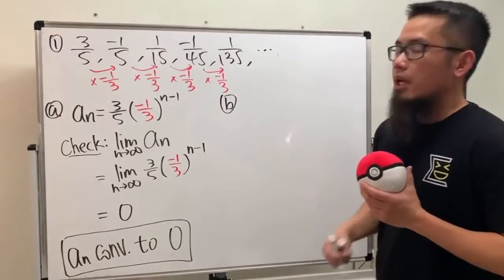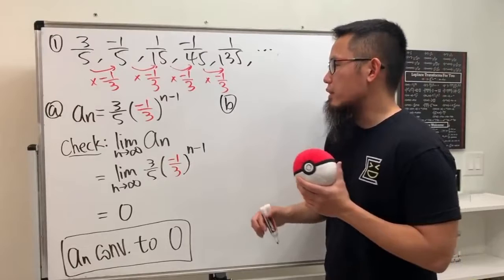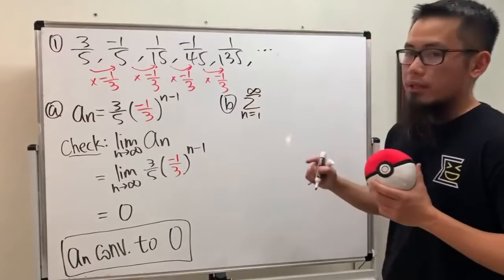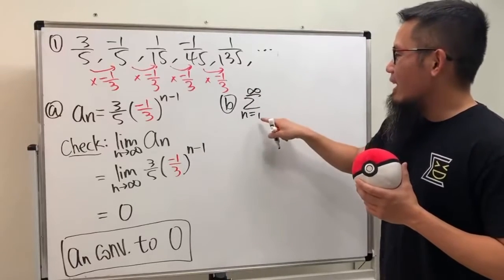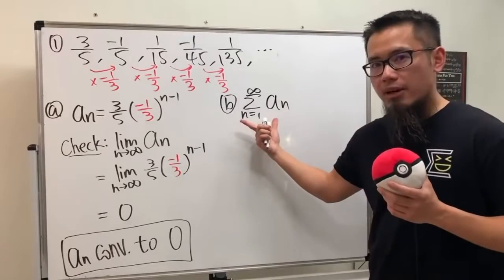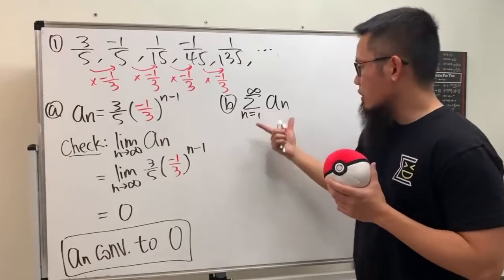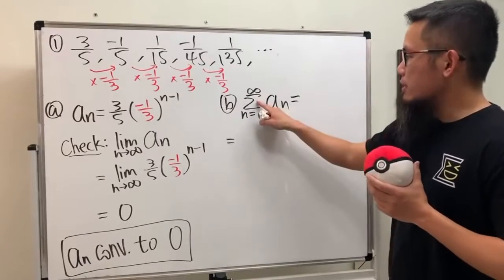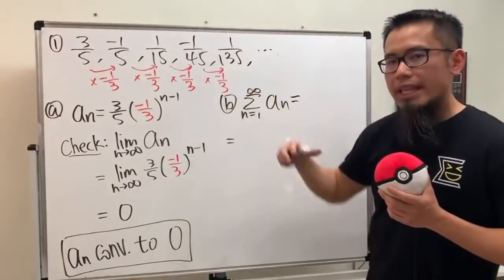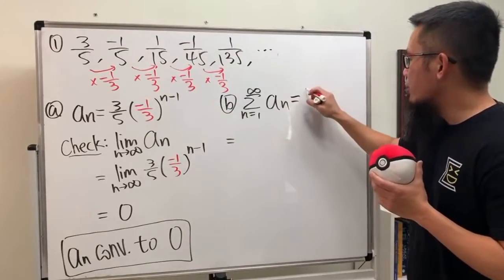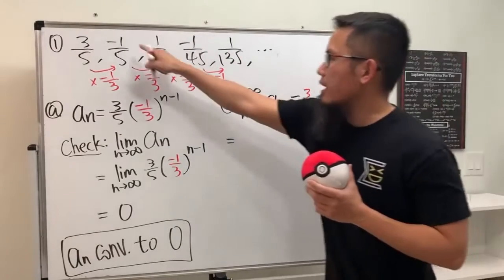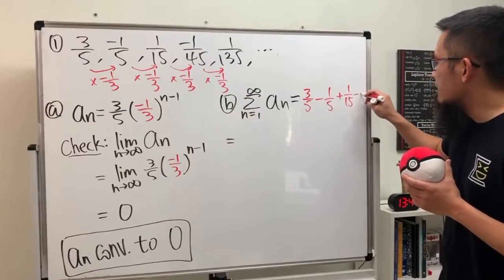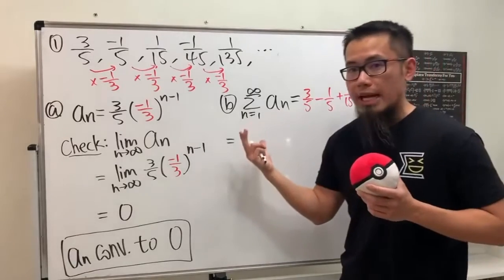Part B. Part B says, does the series of a_n converge or not? So we are going to check the series as n goes from 1 to infinity of a_n. n starts with 1 in this video. Does this converge or not? This is very different than that. So right here, check this out. This right here means what? I will write it down for you guys. The series means we are going to look at all the terms right here, and then we are going to add them up. So it will look like we are going to add 3/5, and then minus 1/5, and then plus 1/15, and minus, and so on. So that's what the question is asking, all right?